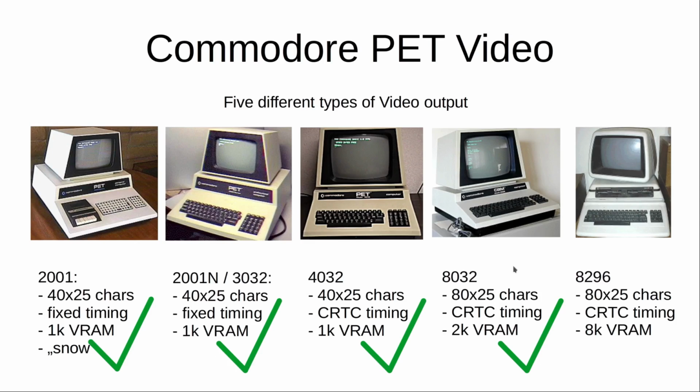So to summarize, the last video was the original discrete logic PETs. This video was these two PETs with the CRTCs, which included the 4032 model and the 8032 model, in the original version, and the universal board that includes both options, 4032 and 8032. And what I guess will be the next one is the 8296, because that's a completely different machine again.